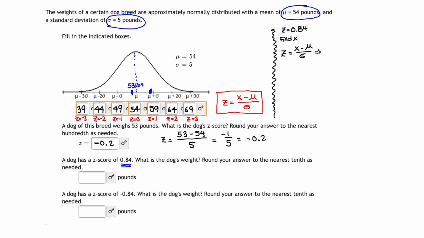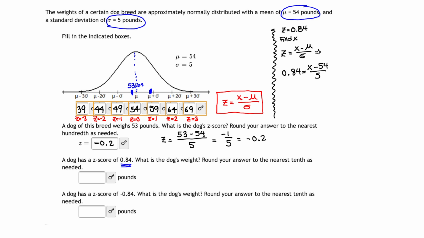And so what can I do with this? I happen to know what my z-score is this time. Z is 0.84. X is what we're looking for. That's the dog weight. The mean is 54 and our standard deviation is 5. So I have the equation 0.84 equals x minus 54 over 5.